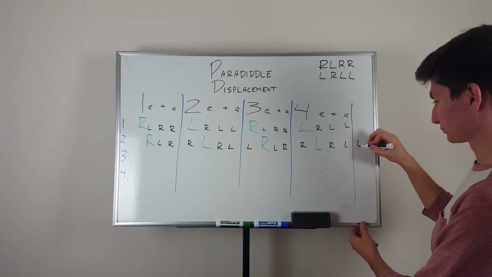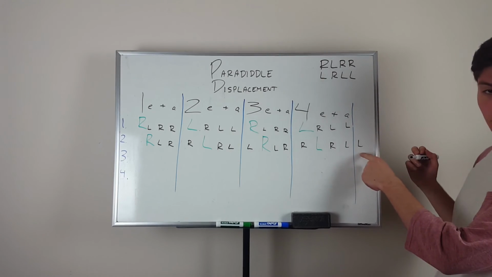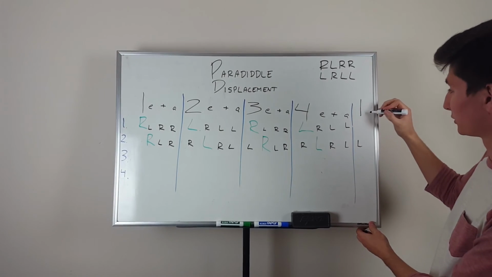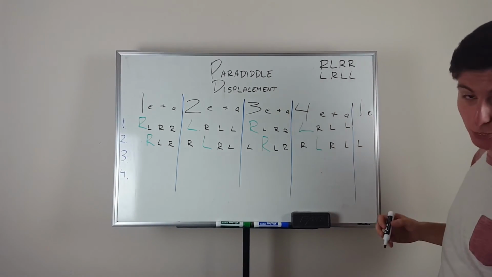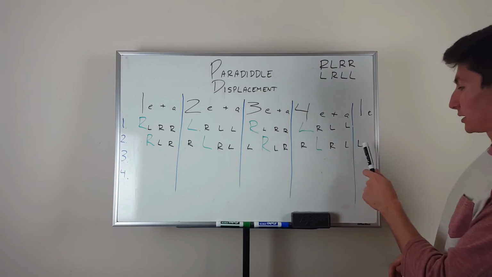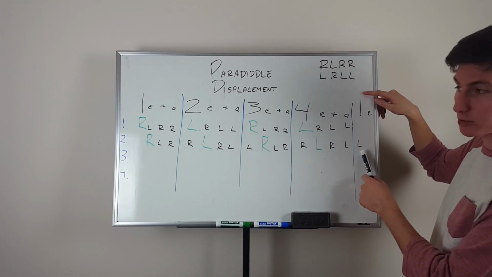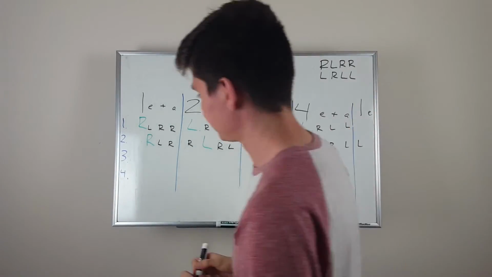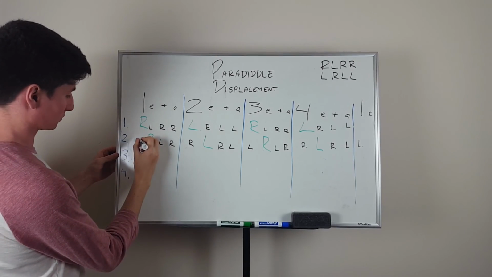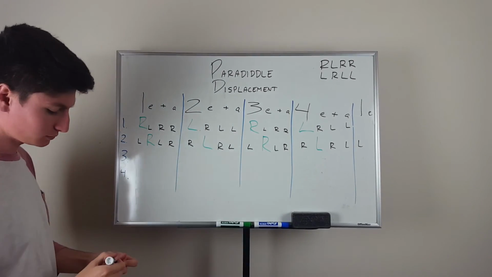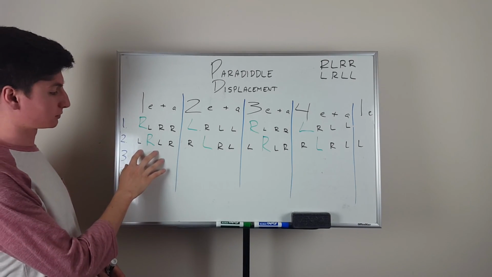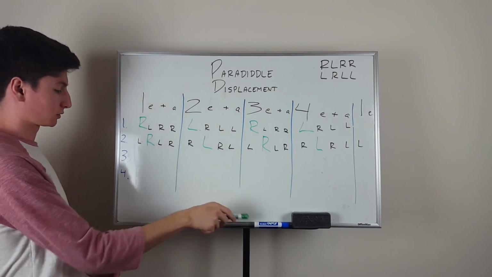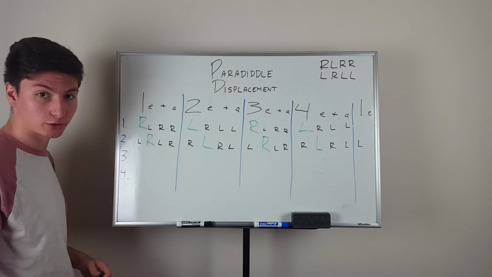Now, this last left is outside of this measure. We would have 1 E on, and it goes into the next measure. This left, since it's on the 1 of the new measure, we're going to put it there at the beginning of this measure. So it goes right there. So now, it's the same paradiddle, we've just displaced it 1/16th note. That's paradiddle 2. Let's go to paradiddle 3 now.